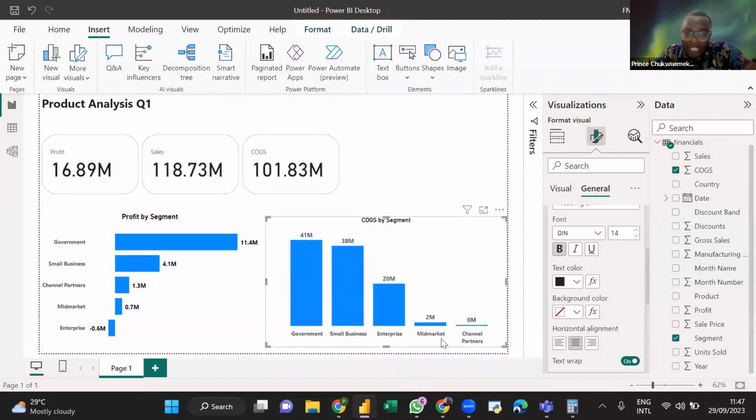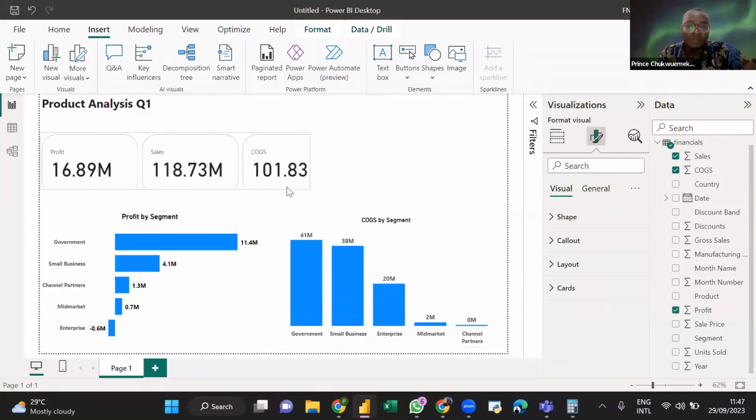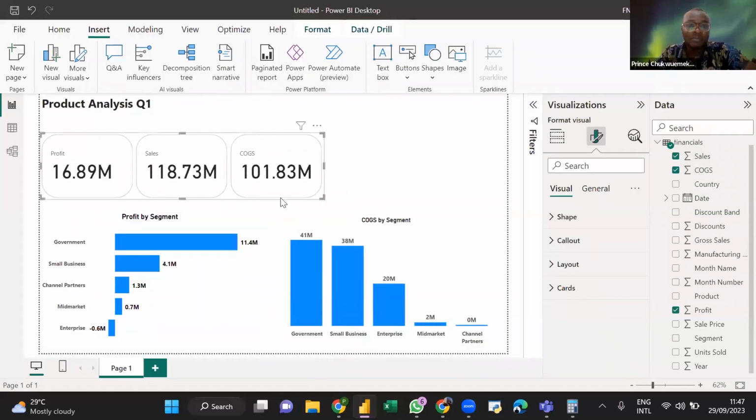Now, if you look at other products like mid-market, like channel partners, you see that for channel partners, we are not even spending money. Our cost of goods is 0 million. That means we are spending like 800K or something. It's not up to 1 million. And we are making money. It's one of the products where we are making much money. Look at mid-market. We're also making money in mid-market. But look at enterprise, where we are spending a whole lot of money in costs. We are not making any money. So this is a very big business problem that the business needs to look into.